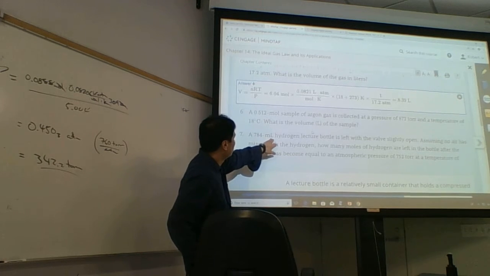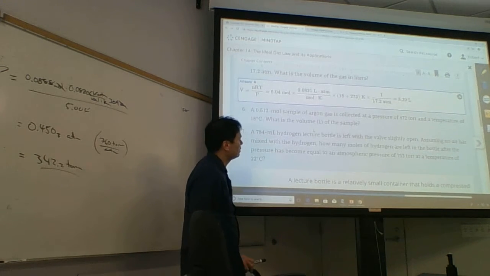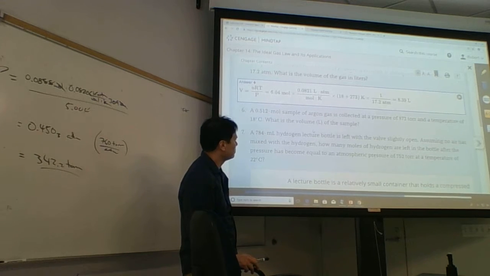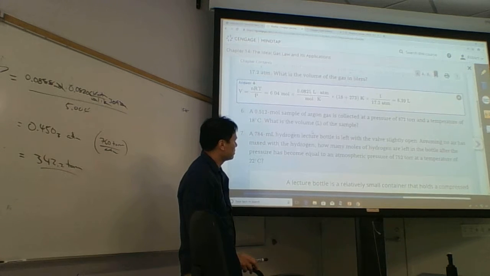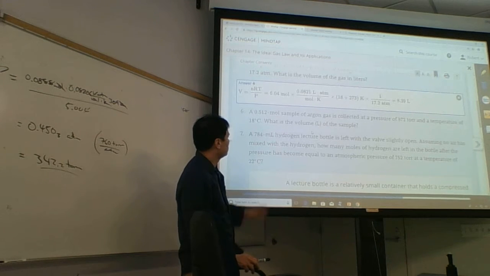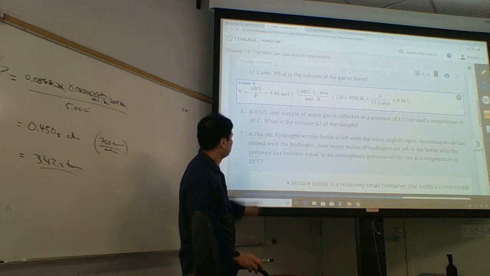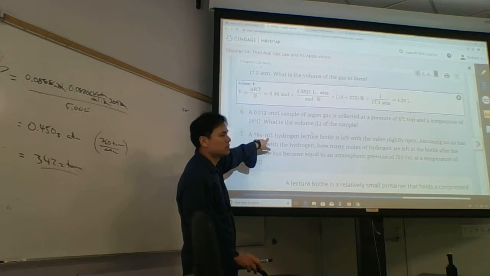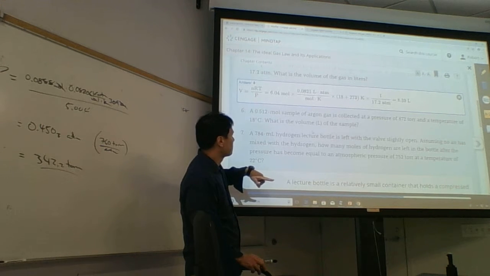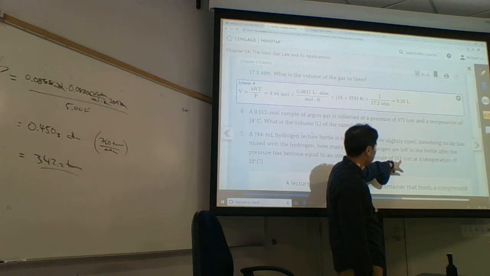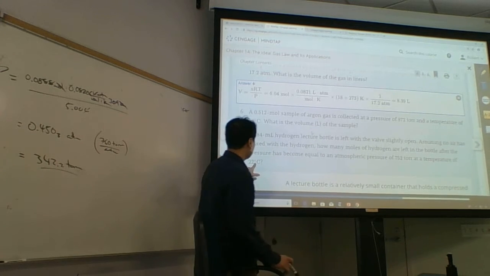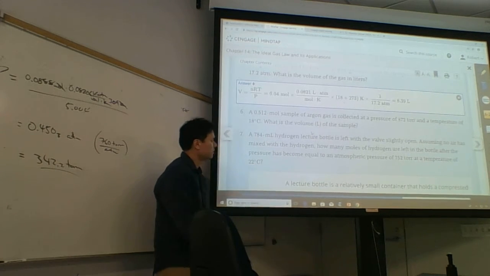7. A 784 milliliter hydrogen lecture bottle is left with the valve slightly open. Assuming no air is mixed with the hydrogen, how many moles of hydrogen are left in the bottle after the pressure has become equal to an atmospheric pressure of 752 torr and temperature of 22 degrees C? So we're solving for moles again. We have the volume in milliliters, so we'll have to change it to liters. The pressure in torr we'll change to atmospheres. And the temperature in Celsius we have to change to Kelvin, and we're good.